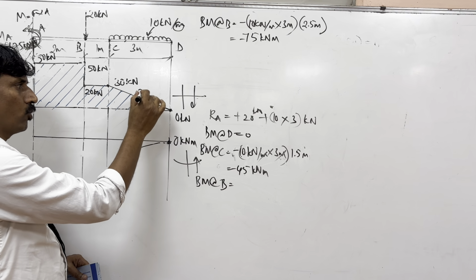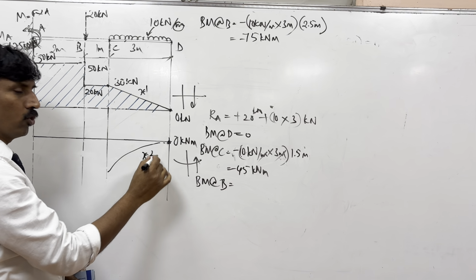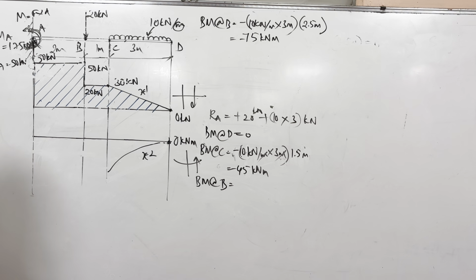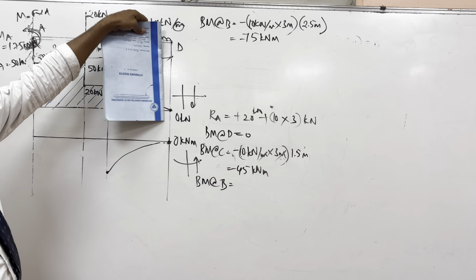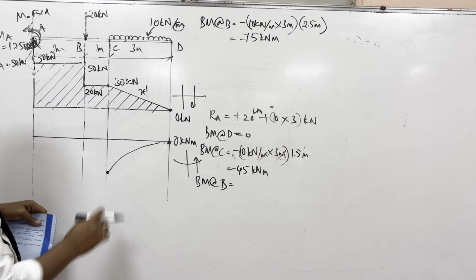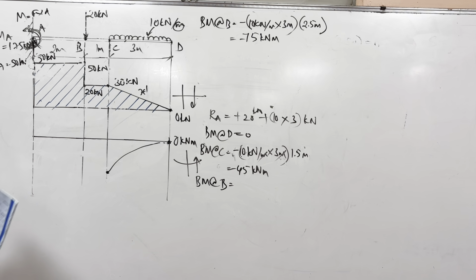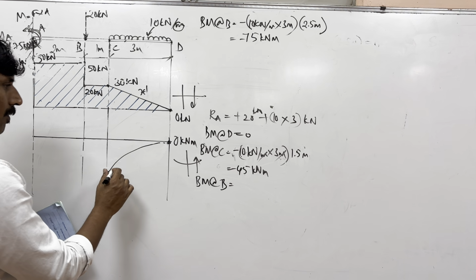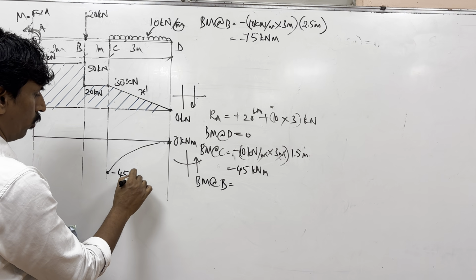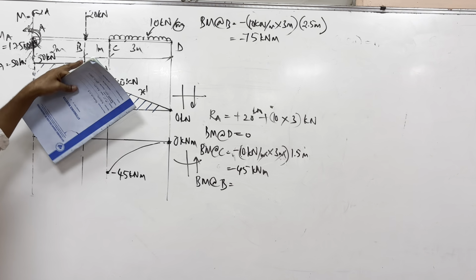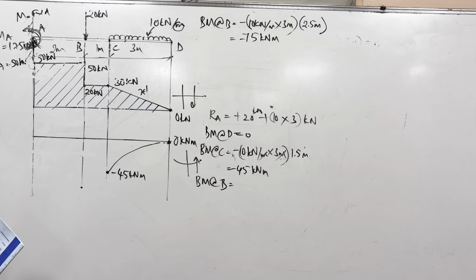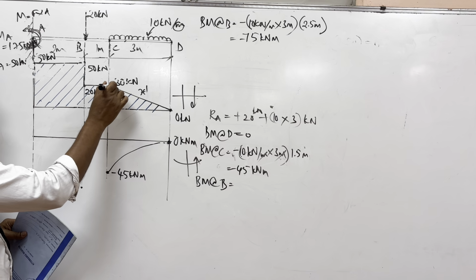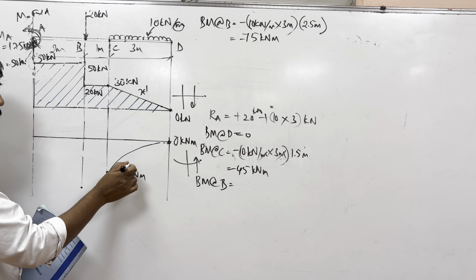Here it is x to the power of 1, here it is x to the power of 2. So that means it is varying with the distance. Therefore, it's a parabolic curve like this. More and more distance, more and more bending moment here. It increases, and it reaches a value of minus 45 kilonewton meter. And then at this point it becomes how much? 75. So from here to here it was an inclined line, so it is a parabola.